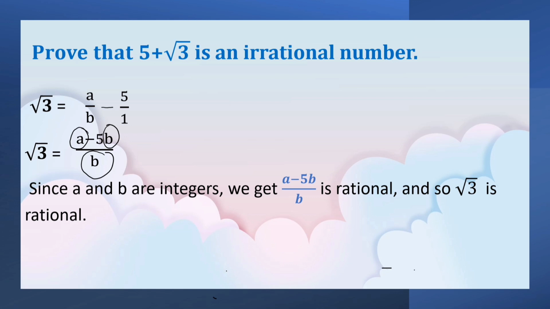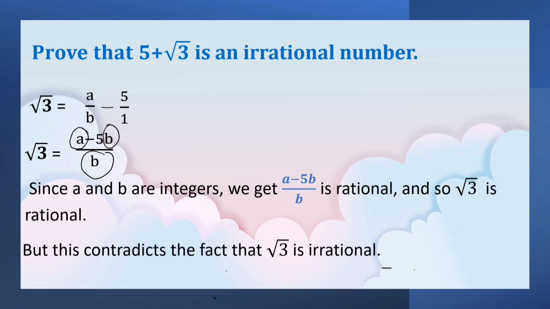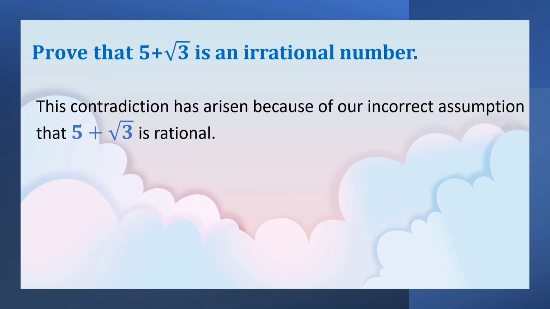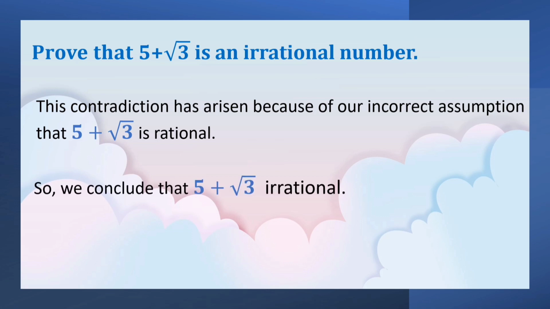And so, according to this, root 3 is also a rational number. But we know that root 3 is an irrational number. But this contradicts the fact that root 3 is irrational. This contradiction has arisen because of our incorrect assumption that 5 plus root 3 is rational. So, we conclude that 5 plus root 3 is an irrational number.